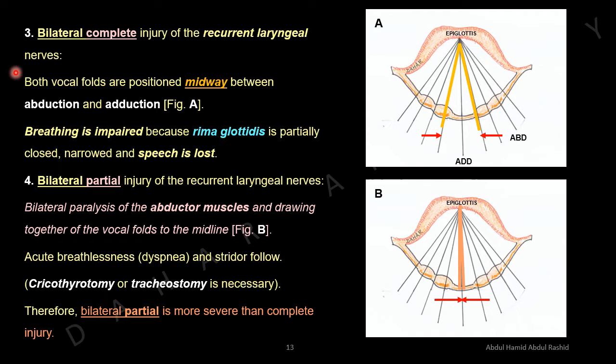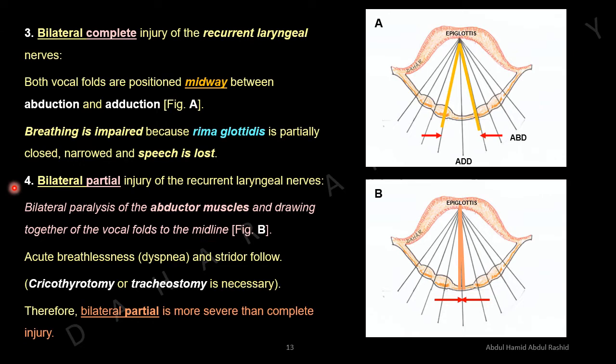In this case, because abductor and adductor muscles are paralyzed, abduction and adduction are lost, so the vocal cord will be midway between abduction and adduction. Breathing is impaired because the rima glottis is partially closed, nearer here, partially closed, and becomes narrow. Therefore, speech is lost.